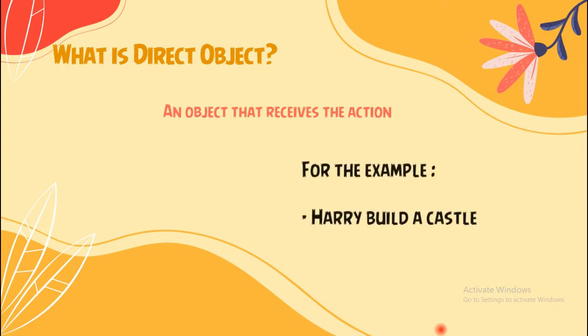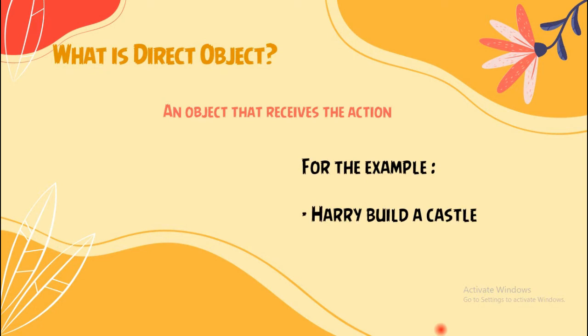For example, Harry built a castle. Harry is the subject, built is the verb, a castle is the direct object. As you can see from the example, a castle explains what the verb does. What did Harry build? Harry built a castle.